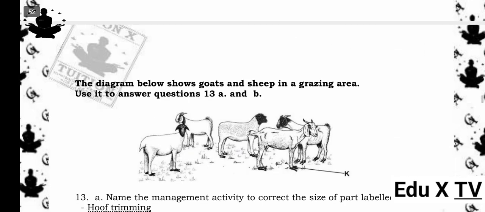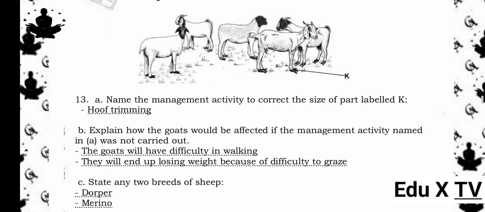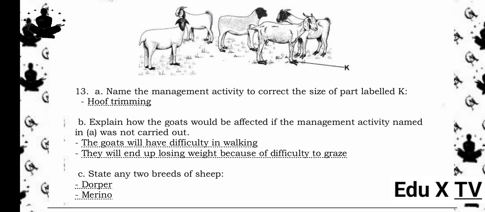The diagram below shows goats and sheep in a grazing area. Use it to answer questions 13a and b. 13. A. Name the management activity to correct the size of part labeled K. Hoof trimming. B. Explain how the goats would be affected if the management activity named in A was not carried out. The goats will have difficulty in walking. They will end up losing weight because of difficulty to graze.